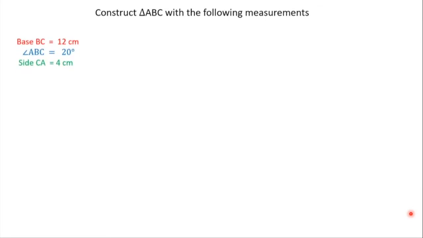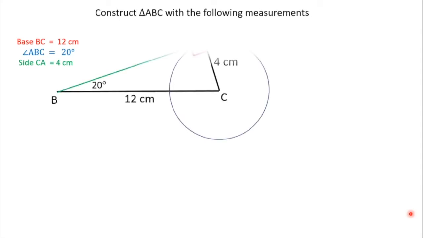Now we'll go to another construction. Base BC is 12 centimeters, angle ABC is 20 degrees, side CA is 4 centimeters. So this is how we can construct. We will draw BC equal to 12 centimeters. With the help of a protractor, we draw an angle of 20 degrees to get this ray BA. Then finally, CA is given as 4 centimeters. So with C as center and 4 centimeters as radius, we cut an arc like this.